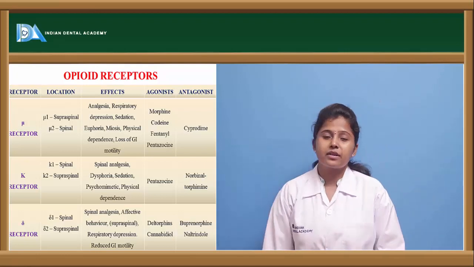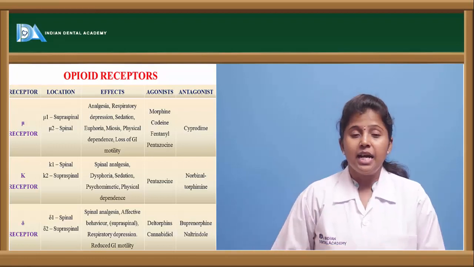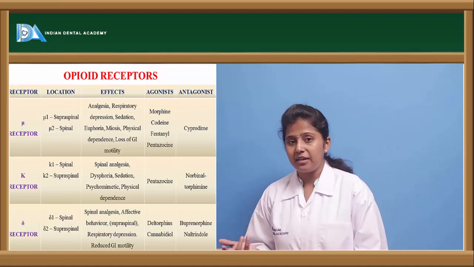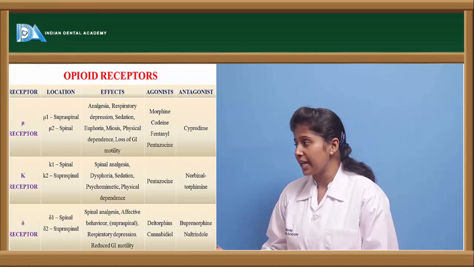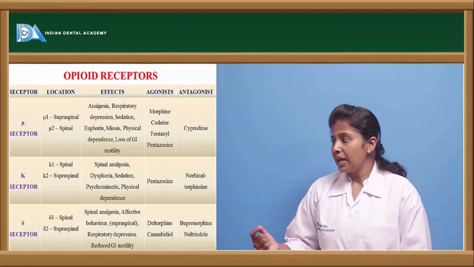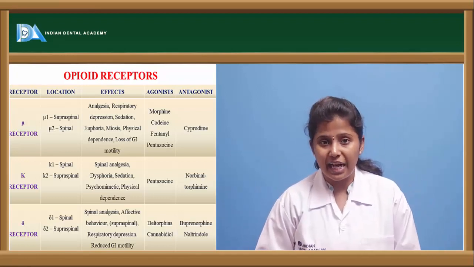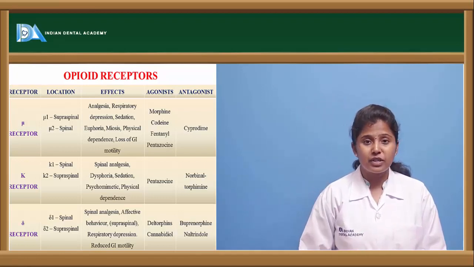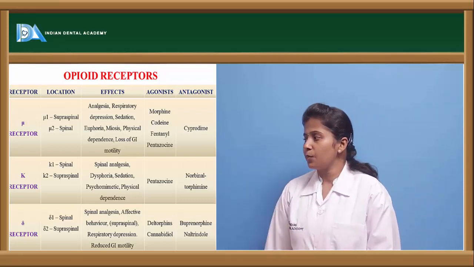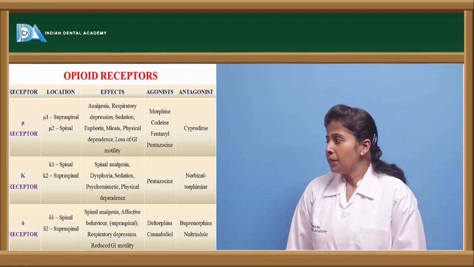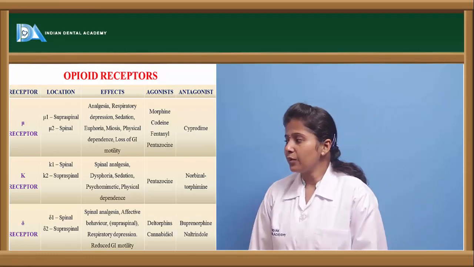The other one is the kappa receptor. These kappa receptors are also divided into two types, K1 and K2 receptors. K1 receptors are present in the spinal region and K2 receptors are present in the supraspinal region, and these show effects like spinal analgesia, as well as dysphoria, sedation, psychomimetic action, and physical dependence. The agonists include pentazocine and the antagonists include norbinaltorphimine.